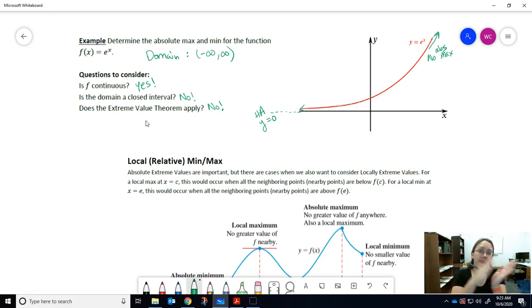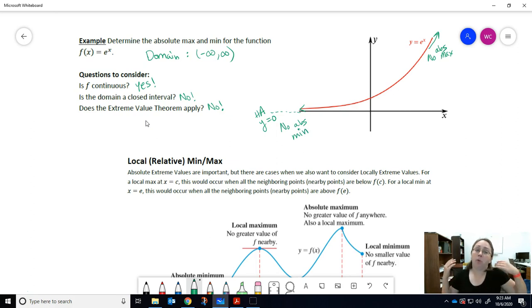If it reaches zero, there's your min. But because it's a horizontal asymptote, you get closer and closer and closer, but you never actually reach it. So if you can always get closer to zero, that means you can always have a smaller value for your function forever and ever, but you can never reach the smallest value. So because you're approaching a horizontal asymptote, there is no absolute min for this function.